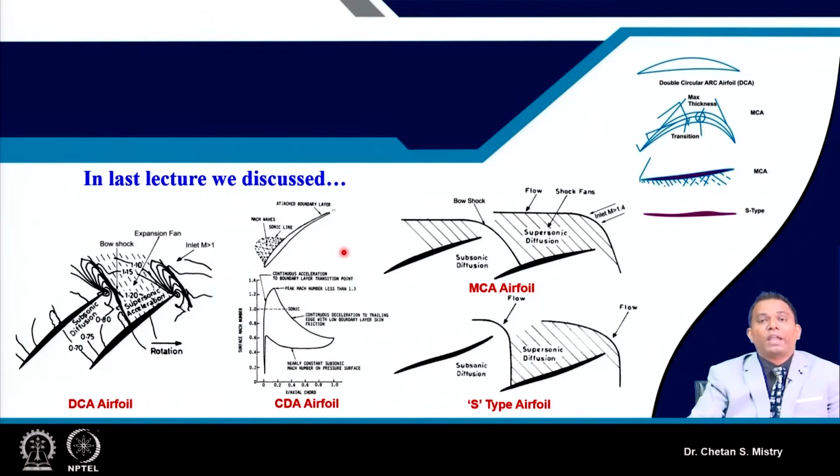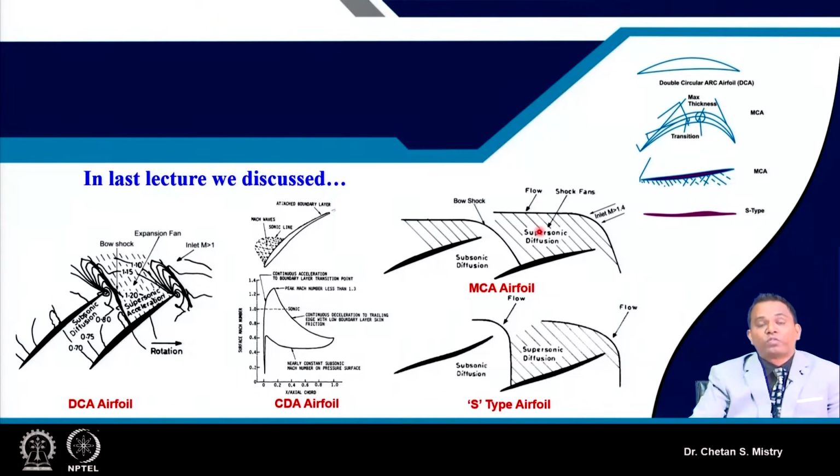Moving to the next, we were discussing the multiple circular arc aerofoil. The difference here is that rather than two circular arcs, we have four circular arcs, and the maximum thickness location is in our control. We can move it forward towards the leading edge or towards the trailing edge, which helps us manage the flow on the suction surface of the blade.